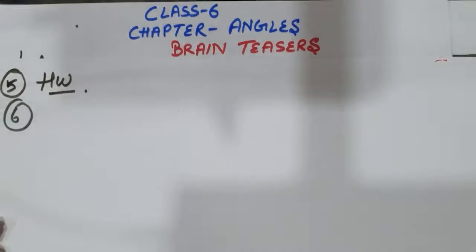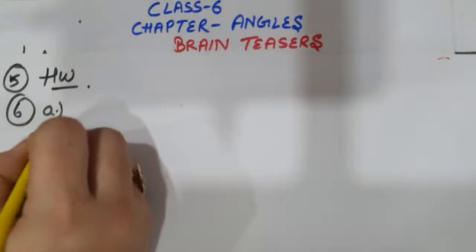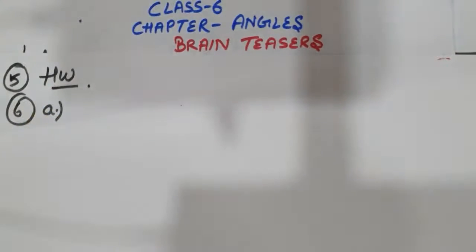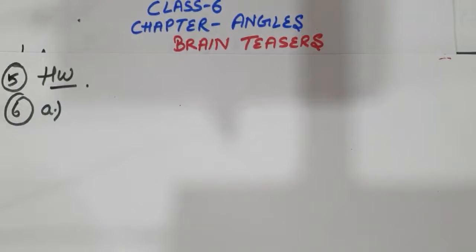Moving on to question 6. Answer in yes or no. Question 1 says, A part, can two acute angles be supplementary? क्या हमारे दो acute angle, मतलब दो acute angle जो 90 डिग्री से कम है, क्या वो दो angles supplementary हो सकते हैं? दो एंगल्स जिनकी वैल्यू 90 डिग्री से कम है, क्या उन दोनों को प्लस करके 180 डिग्री कभी भी आ सकता है?